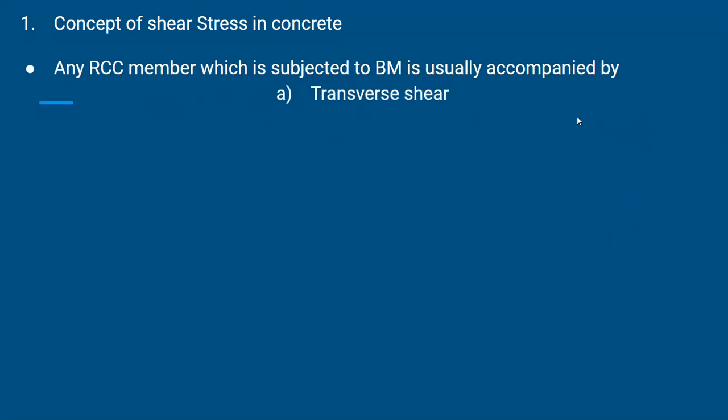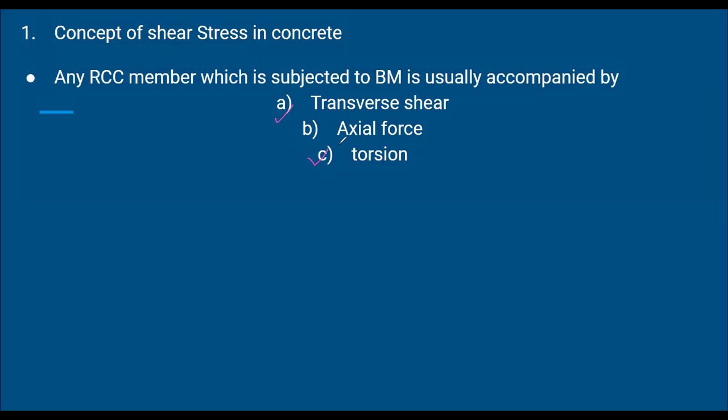Any RCC member, if it is subjected to bending moment, is usually accompanied by transverse shear, axial force, or torsion. Transverse shear and torsion we will be discussing in this chapter. And axial force, like I said, is very easy to explain in a column. If this is the beam, these are the columns. In the column it is possible that the load is through the axis. So this is the axial force I am talking about.